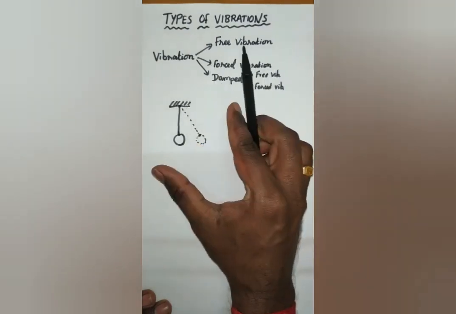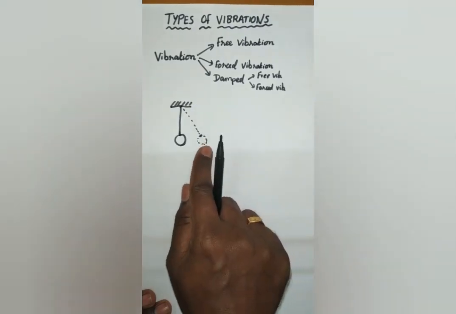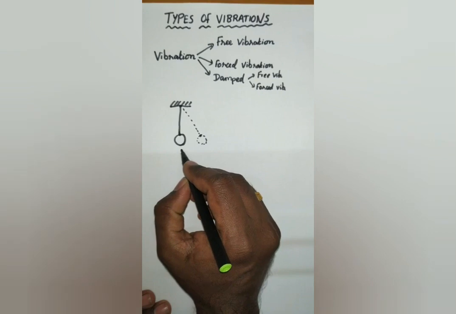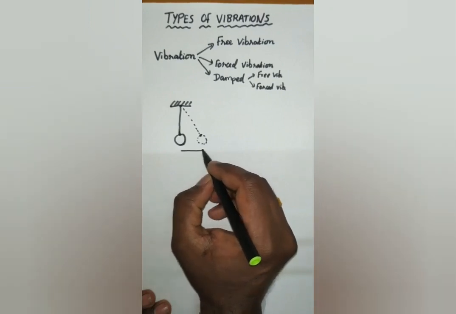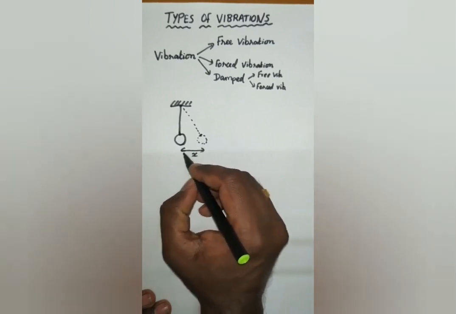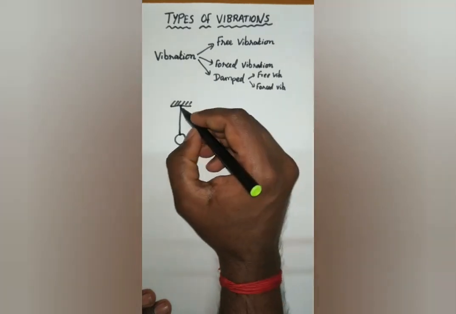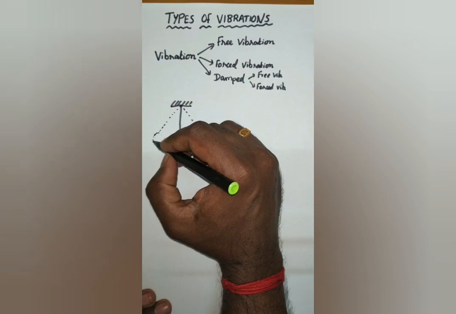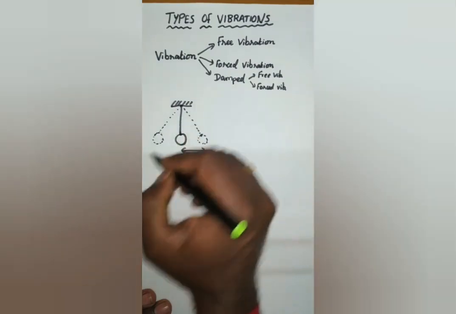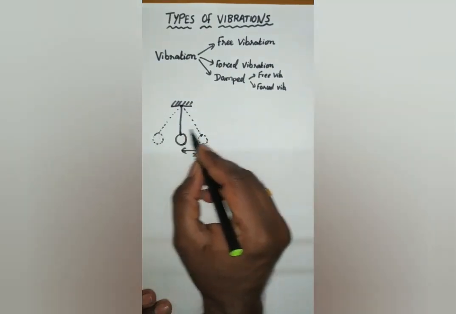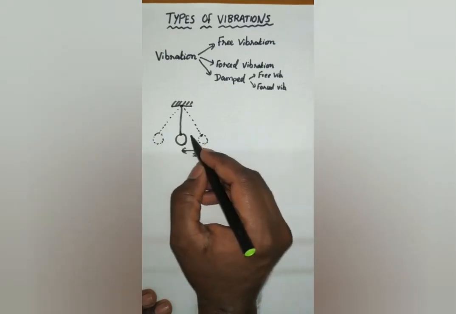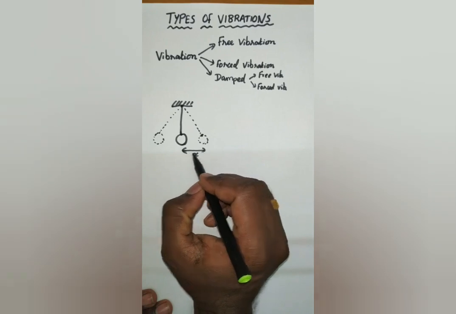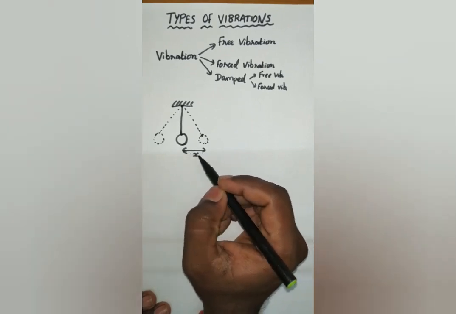So I will be leaving the pendulum so that this pendulum will be going to and fro, right? So it means I'm going to give an initial displacement, say x. Then I'll be leaving it so that the pendulum will go to and fro and causes a vibration. So that vibration is called free vibration because of the initial displacement which was given by me, right?